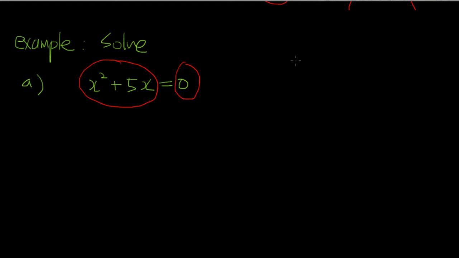Now, this is a quadratic equation, so we know it's going to be a U-shaped curve. So graphically speaking, let's say this is the x-axis, and since this is a U-shaped curve, this is going to be a U-shaped curve that looks like this.